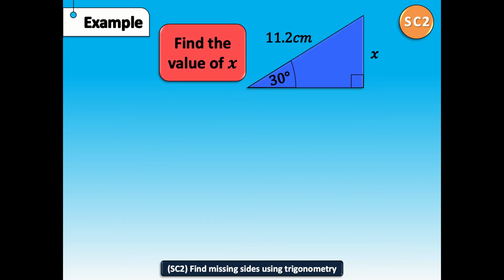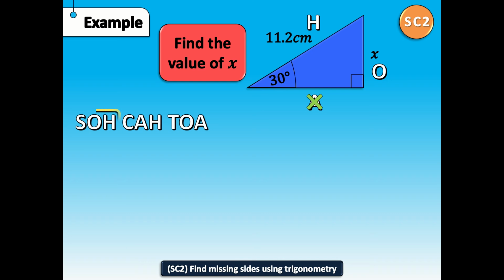For this example, again, we need to label up the sides. The hypotenuse is opposite the right angle. The opposite is opposite the angle that we're given. And the adjacent is in between the angle and the right angle. Now we think about SOHCAHTOA. We're trying to find O, and we're given H. So it's O and H that we're looking at. That means we use SOH, which means we use sin. So sin theta equals opposite over hypotenuse.